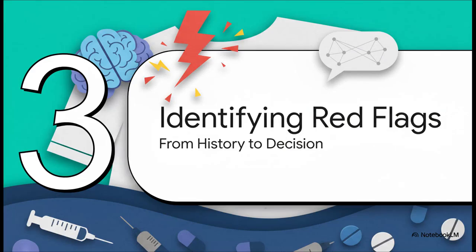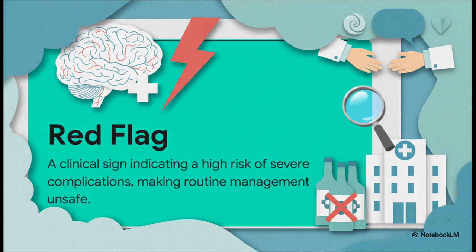So that structured assessment we just talked about, think of it like detective work. It's not just a list of questions. The whole point is to uncover the red flags, the clues that are going to shape your entire management plan. And let's be super clear about what a red flag means, especially in a PLAB2 station. This isn't just a minor concern. A red flag is a deal breaker. It's a sign of a high risk of something really serious happening, and it means that routine management is absolutely off the table. The moment you spot one, your plan has to pivot.